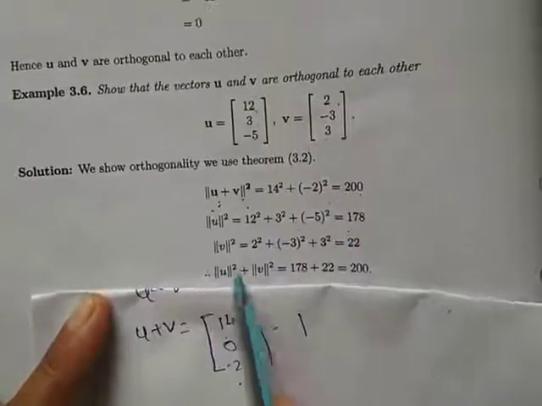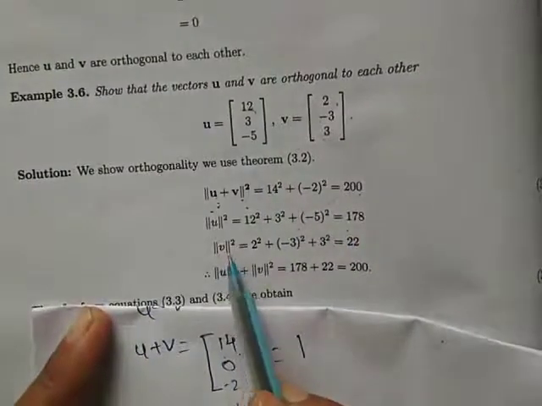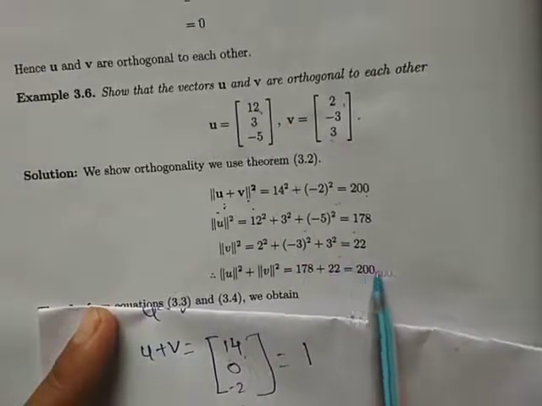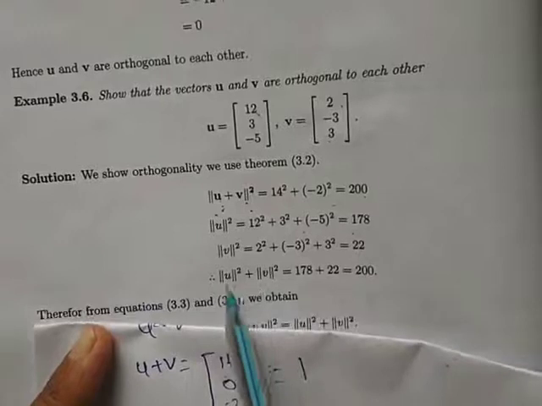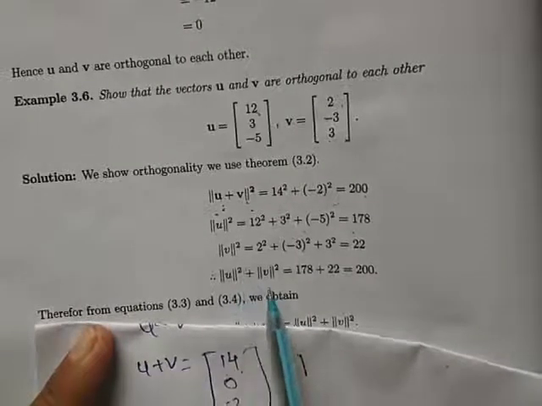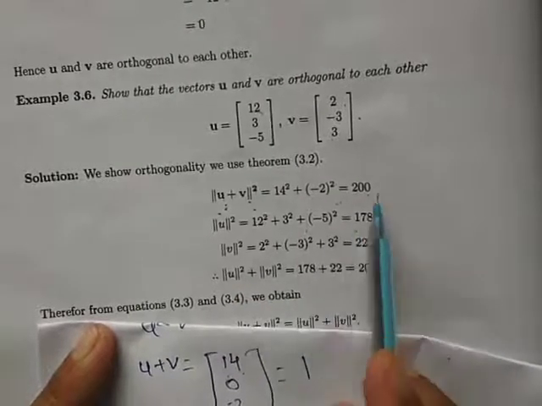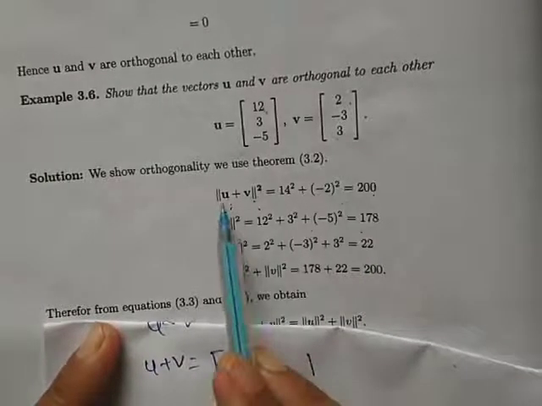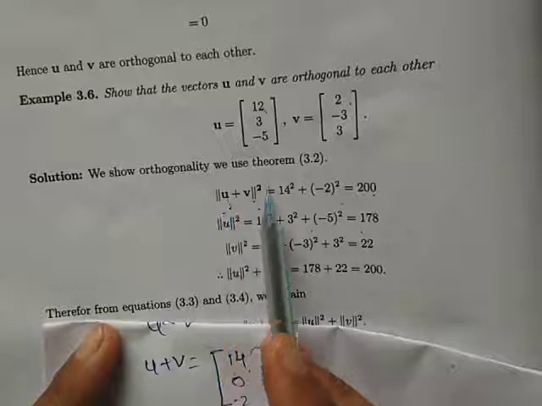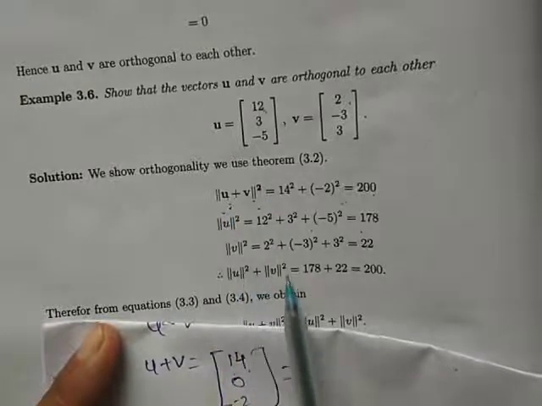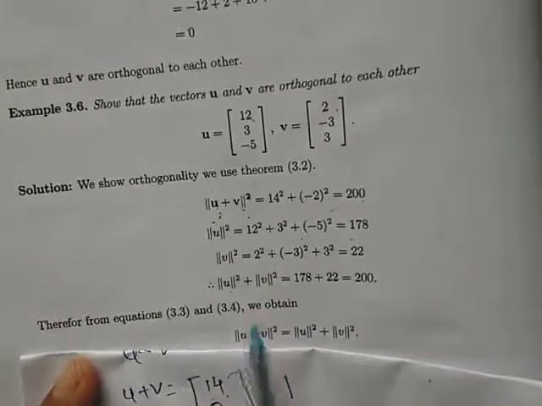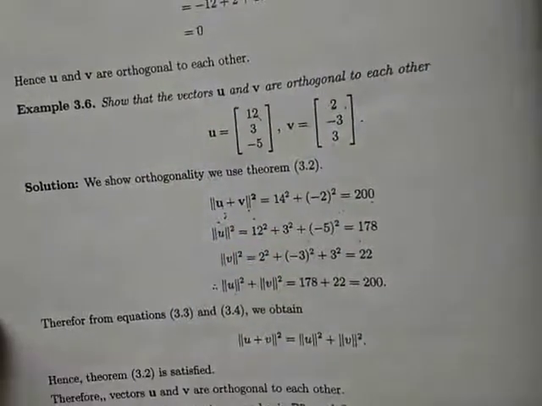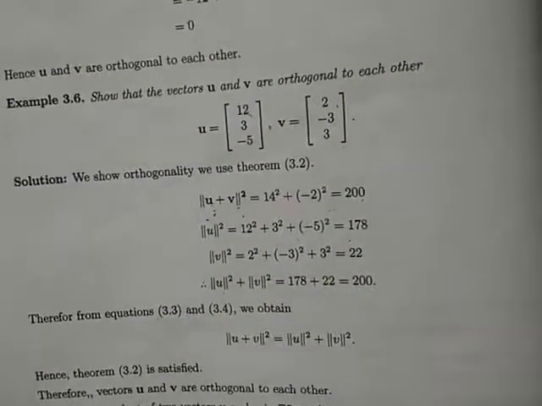It is 178. Next is norm of v square: 2 square plus minus 3 square plus 3 square. It is equal to 22. So norm u square plus norm v square is equal to 178 plus 22, which is equal to 200. So we get norm of u plus v square is equal to norm u square plus norm v square. Therefore, by the theorem, u and v are orthogonal to each other.